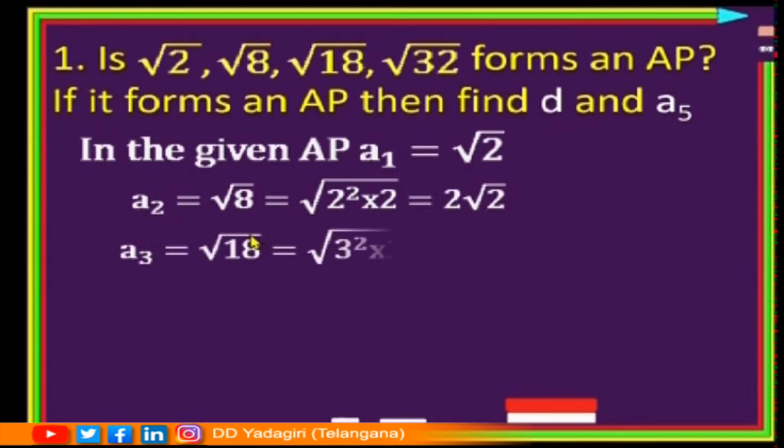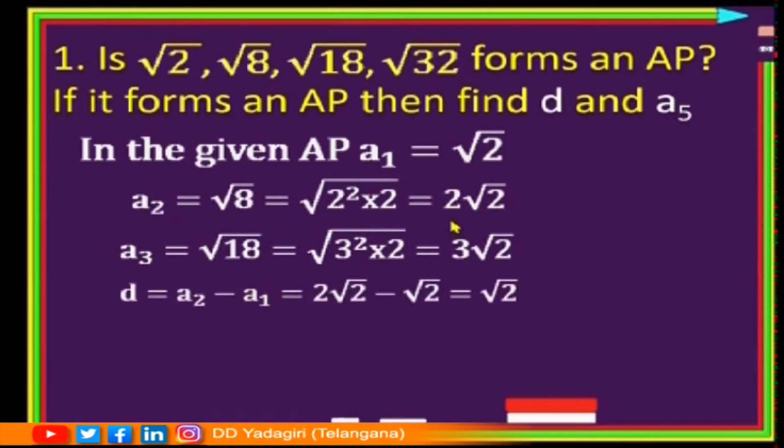Next, what is the value of root 18? Root 18 can be written as root 9 into 2. 9 can be written as 3 square into 2. So what is the square root of 3 square? 3 into square root of 2. Okay, now find the difference between consecutive terms. So what is a2 minus a1? a2 minus a1 is 2 root 2 minus root 2, that is root 2.